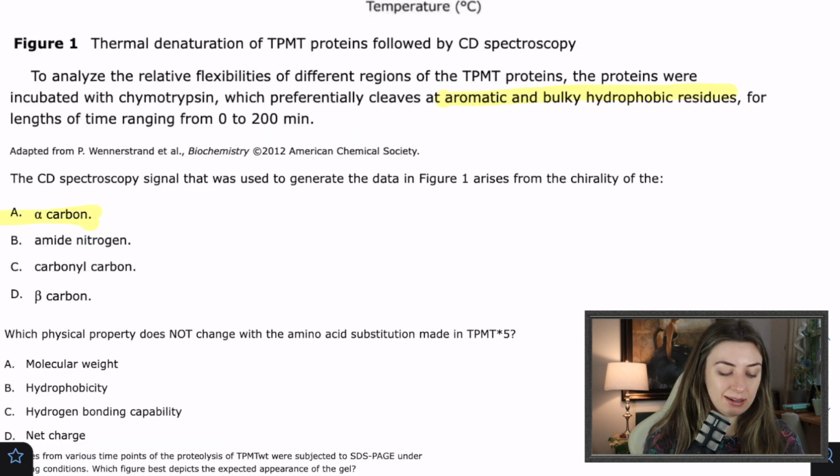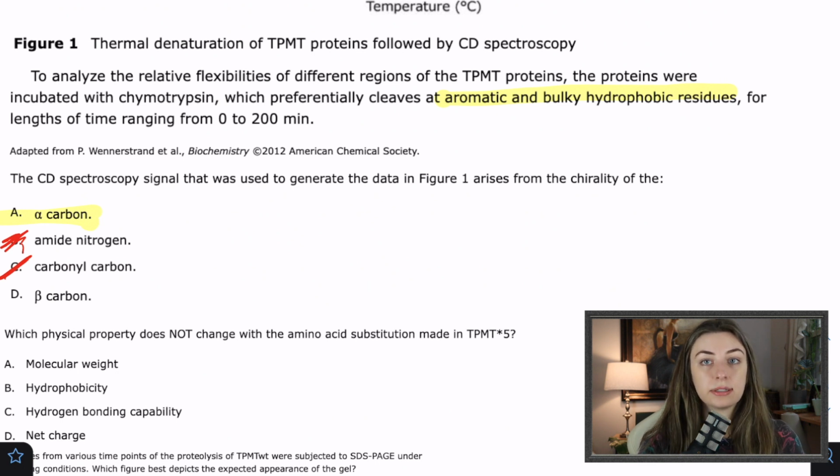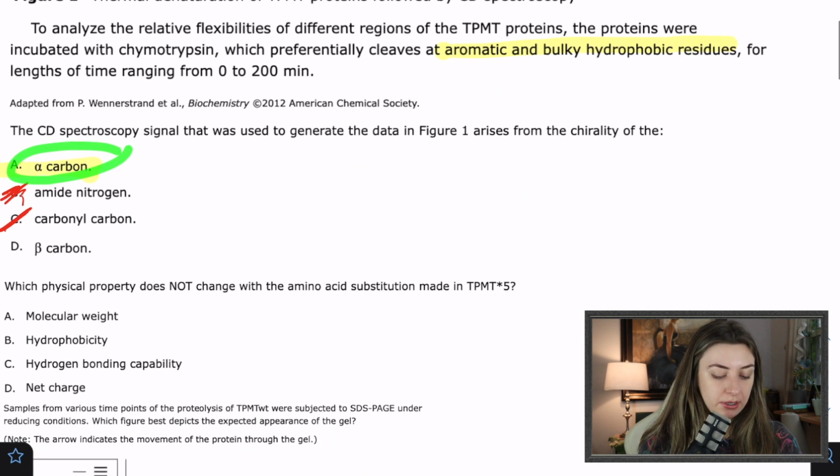The amide nitrogen is not because it has two or three hydrogens coming off of it, and so it doesn't have different groups. The carbonyl carbon is sp2 hybridized, and the beta carbon is like the first atom in the side chain, and so it kind of depends. I can't actually think of one right now that might be chiral. Maybe something weird like tryptophan might be chiral. I don't really know. But regardless, you need to know that the alpha carbon of amino acids is chiral in every case except for glycine.